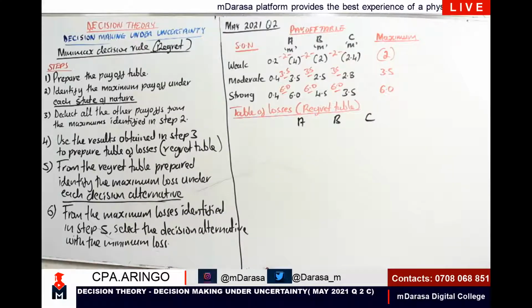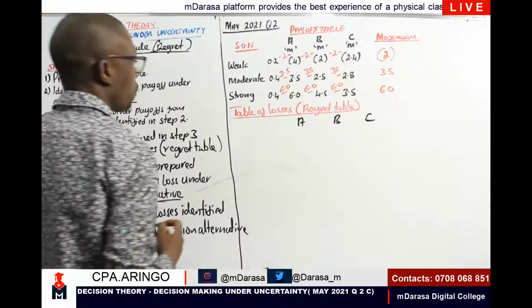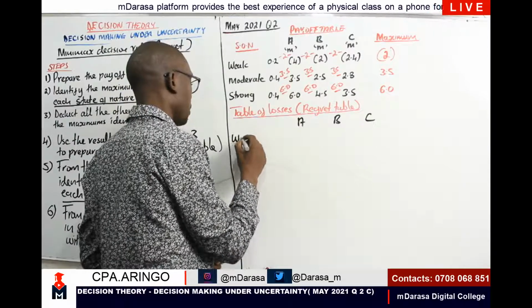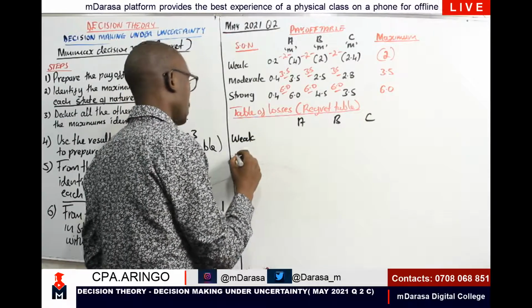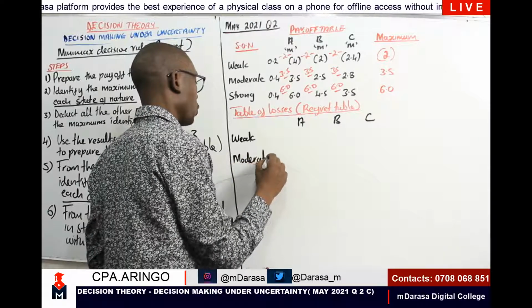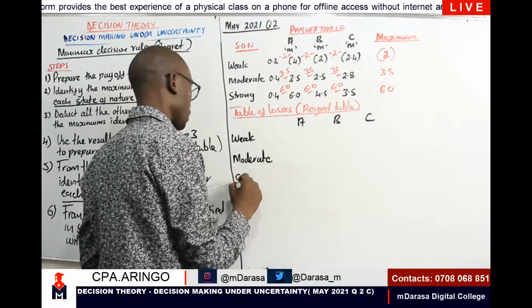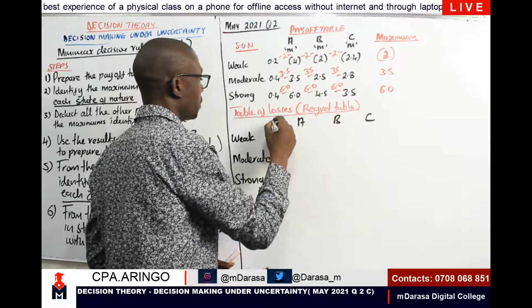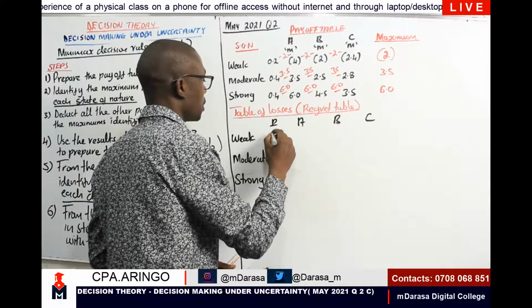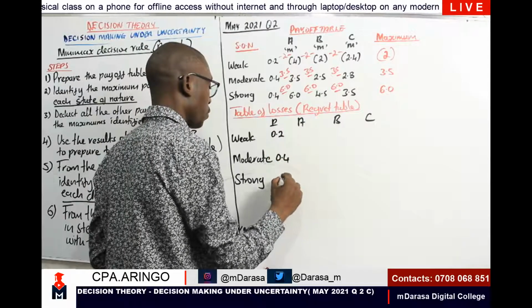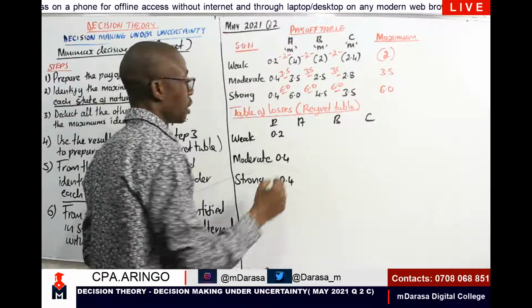Then the next thing we need to do is to have our state of economy, which in this case we had weak, moderate, and strong. Probability 0.2, 0.4, and 0.4.